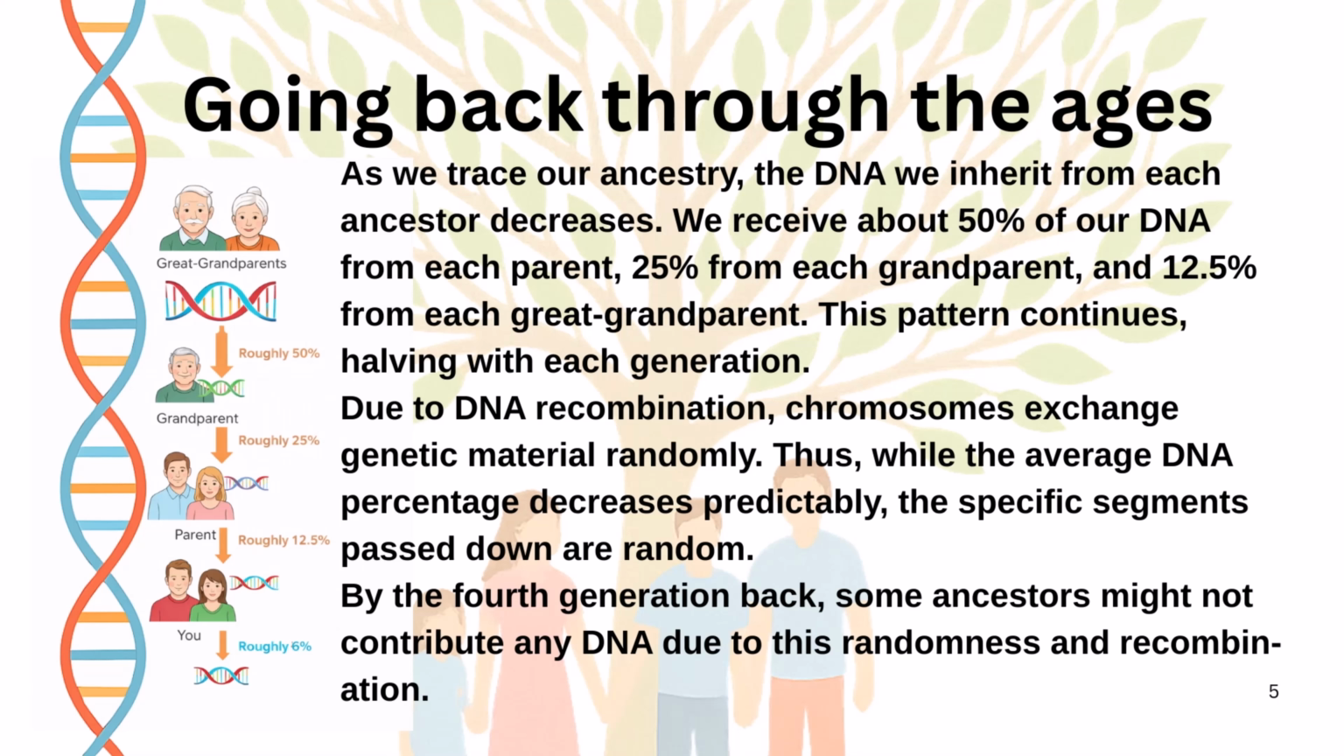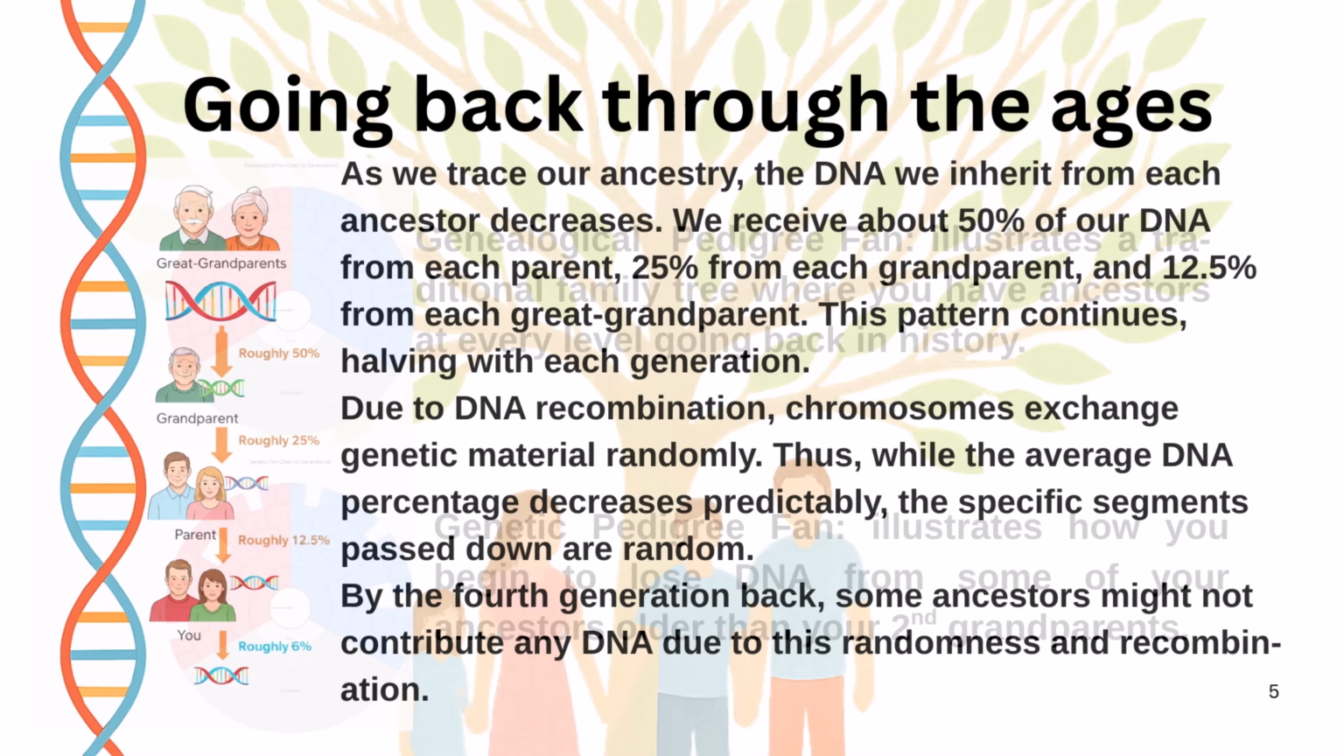The same idea explains why you share less DNA with more distant cousins. You may share a noticeable amount with first cousins, a smaller amount with second cousins, and sometimes nothing at all with more distant cousins, even though you are genuinely related on paper. Eventually, you reach a point where DNA testing can no longer confirm every genealogical relationship. Not because the records are wrong, but because the DNA has simply not survived the random shuffling process over many generations.